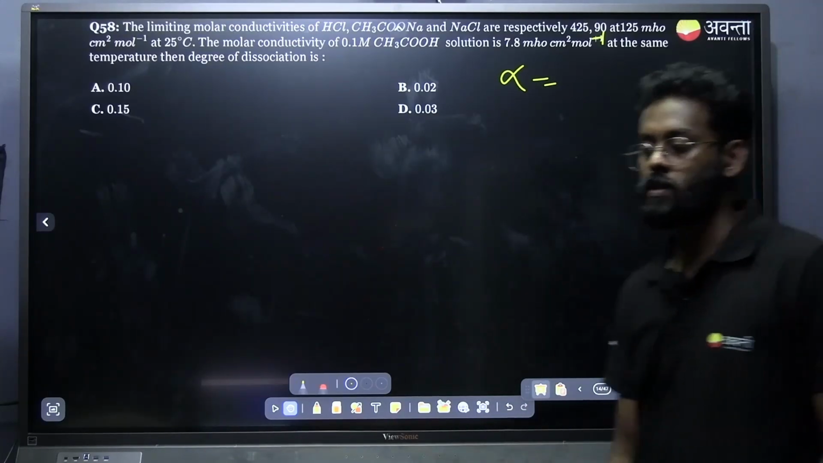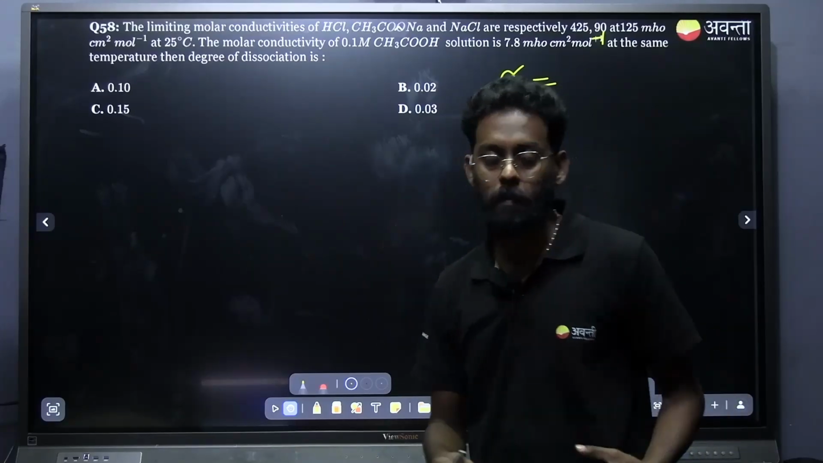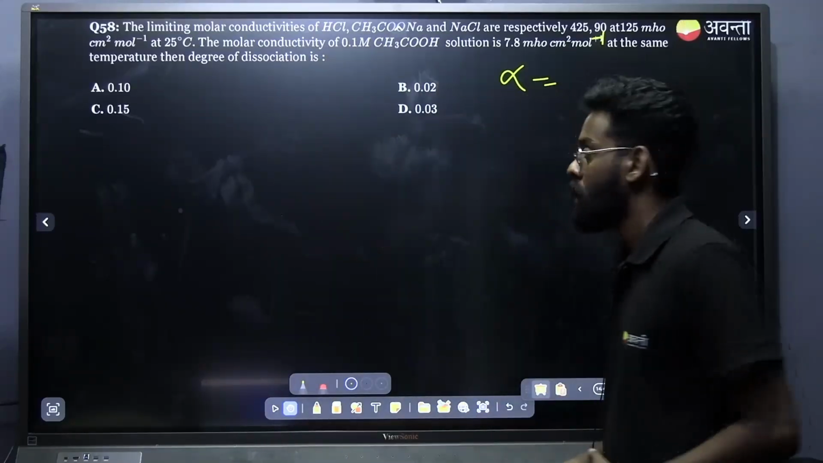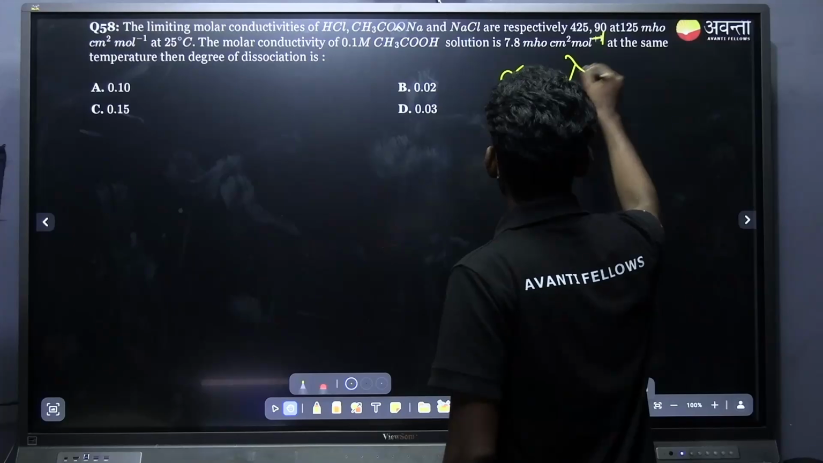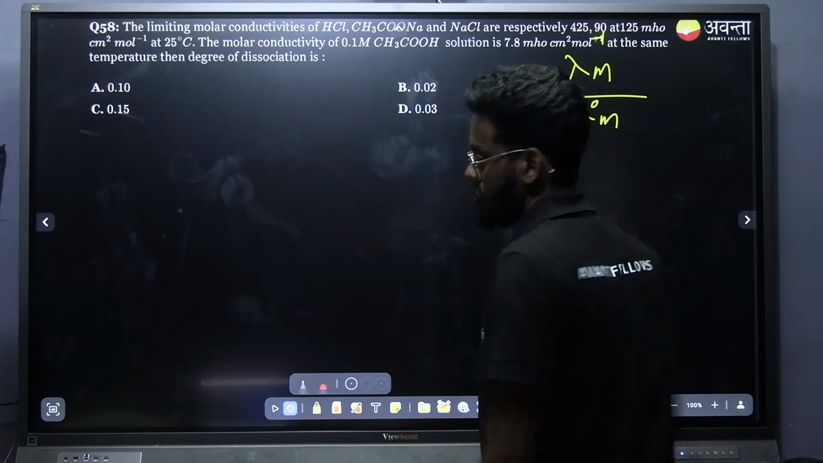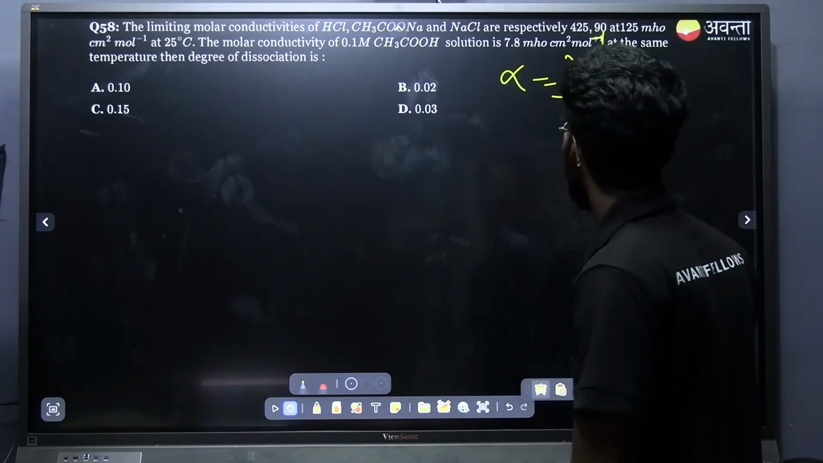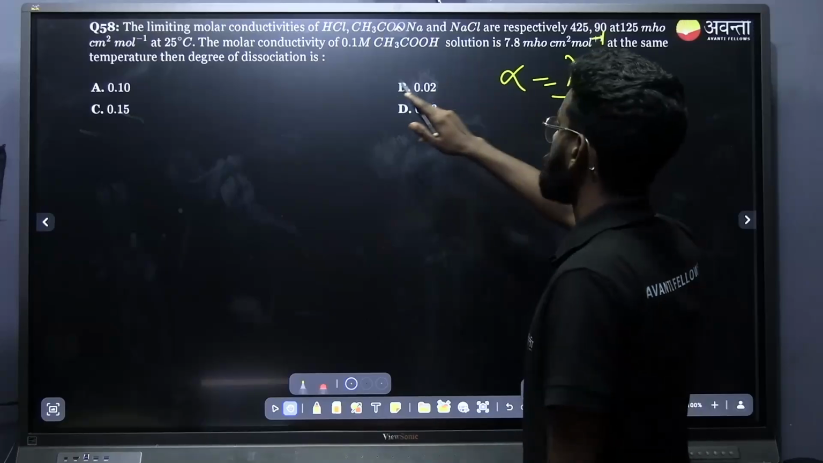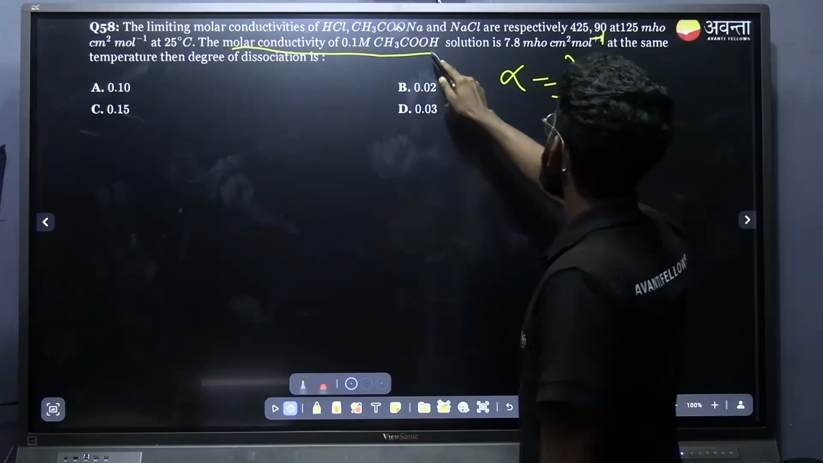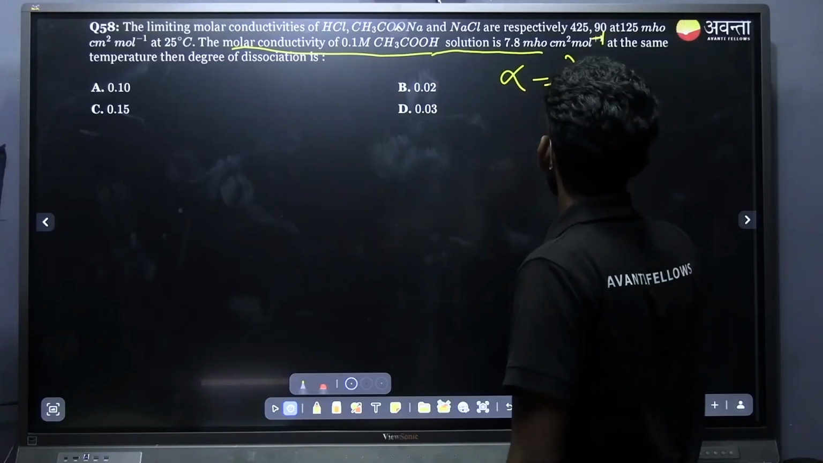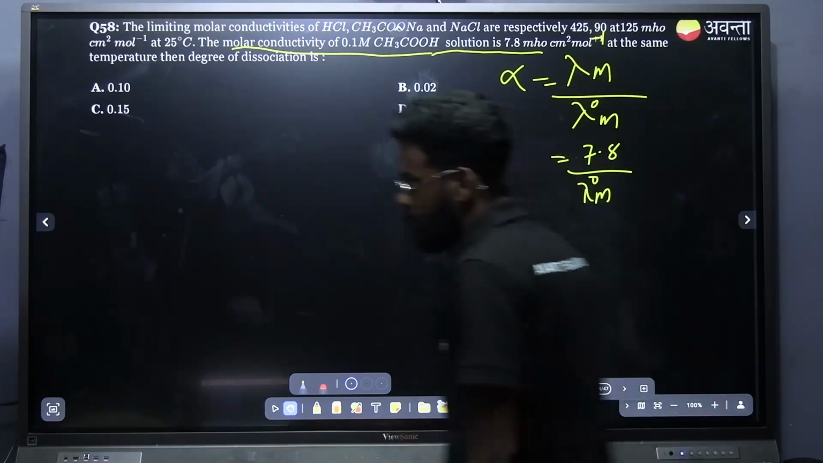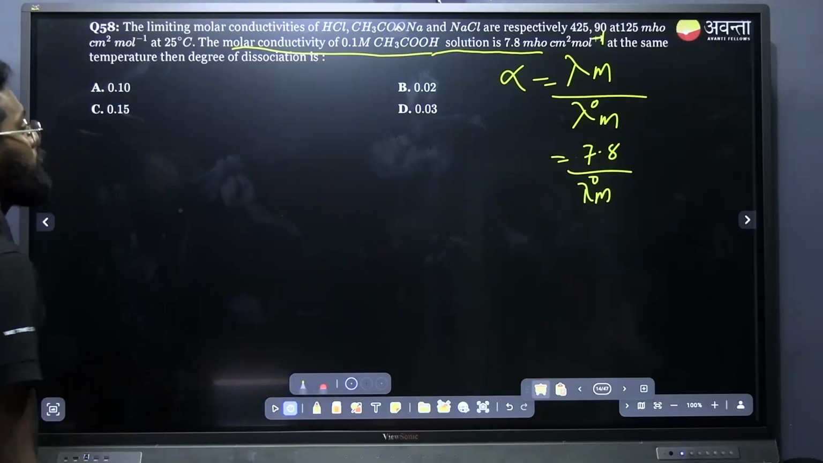How can we find out degree of dissociation or alpha? What is the equation? This is one of the applications of Kohlrausch's law. In the application of Kohlrausch's law, we can find out the alpha value by taking the ratio of molar conductivity and limiting molar conductivity. Yes, lambda m divided by lambda m naught. And what is the lambda m value given in the question? Molar conductivity of 0.1 molar CH3COOH is 7.8, divided by lambda m naught.